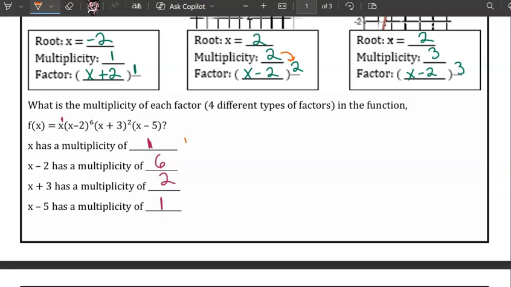The roots for the first one would be x equals 0. For this one, it would be x equals 2. The next one, x equals -3. And x equals 5. You just set the factor equal to 0.